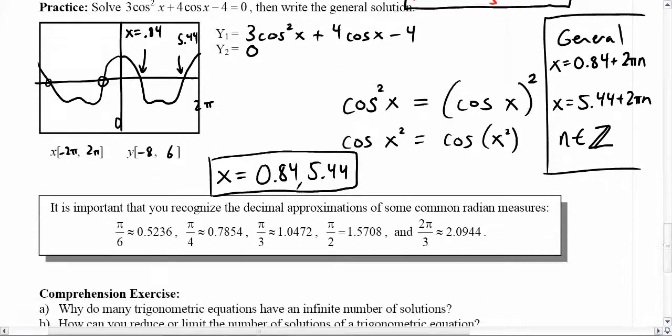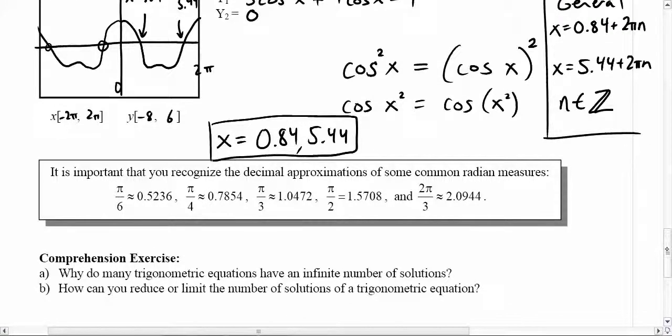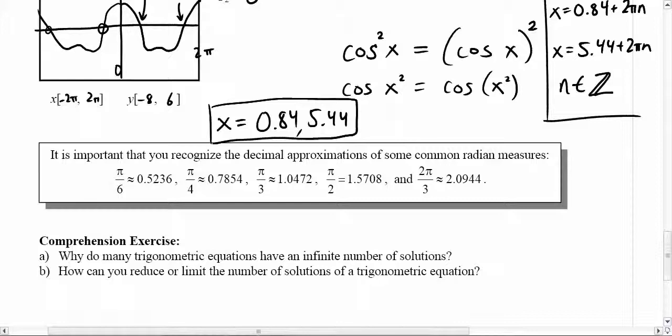It helps to be able to recognize some decimal approximations of common radian measures, and especially something like pi over 2. This one comes up a lot.